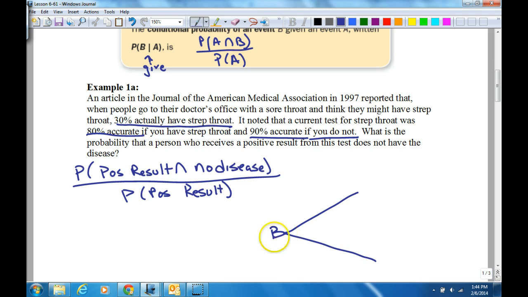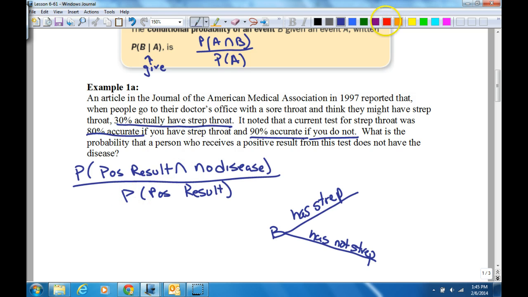So for B, we want to find the probability of a person who gets a positive test but doesn't actually have strep. First of all, I'm going to divide my first group of people into those who have strep throat and those who have not. No, that's an intersect.